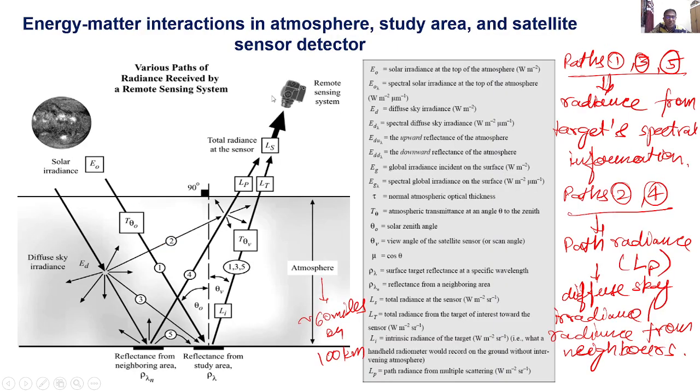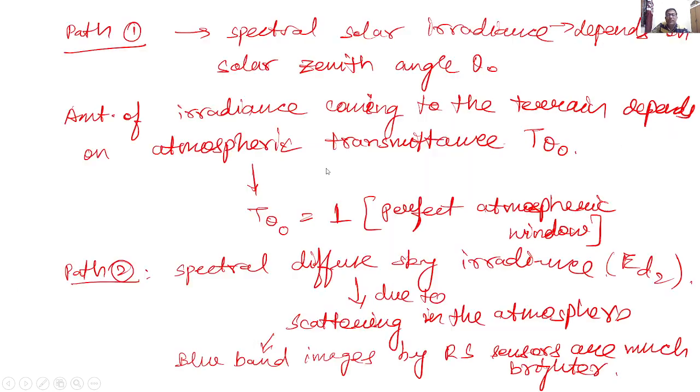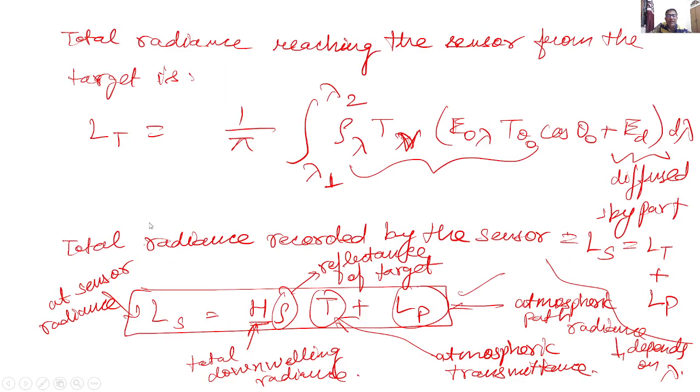Finally, we discussed in detail the energy matter interactions in the atmosphere through the study area, that is the one which I am depicting right now, and the satellite sensor detector. Ideally, the satellite sensor detector should only include spectral information about the target area, but that doesn't actually happen. A part of it goes as path radiance, a part of it is reflected from the neighboring area into the study area, and then goes back through the atmosphere to the sensor. So there are several complexities to this problem. We finally found out that the at-sensor radiance is basically the total radiance received by the sensor from the target area plus the path radiance.